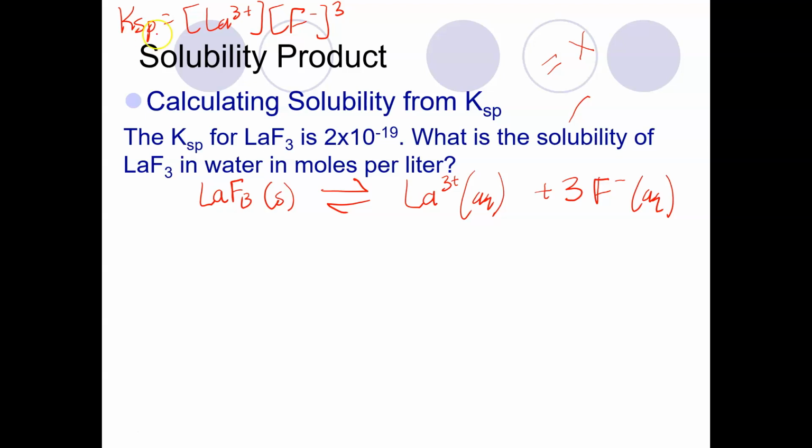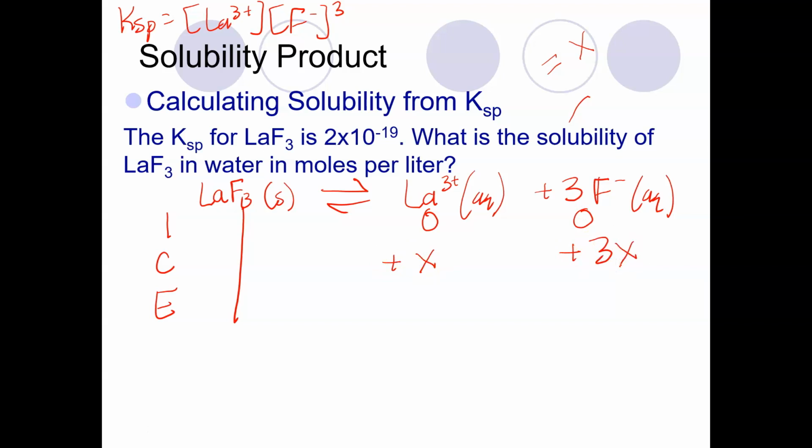Well, I can plug the Ksp number in, but I don't have the La or the F minus molarities or anything to solve for X, so I'm going to go ahead and set up my ICE table. The solid, well, it's a solid, so I can ignore it. We were not given any initial numbers. I'm going to start with 0. This is going to be plus X. This one's going to be plus 3X.